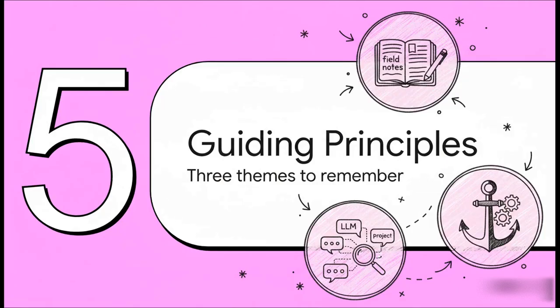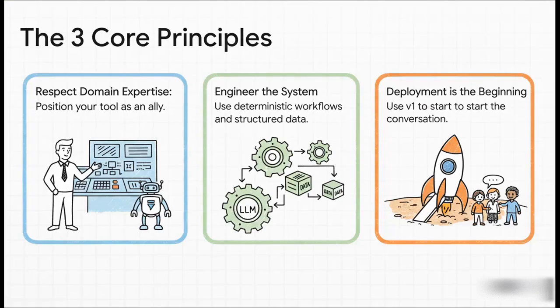So as we look back on all of these field notes, you start to see three really powerful principles emerge, and you can pretty much use these to guide any LLM project you work on. Here they are. First, respect the domain expertise, period. Always, always keep the human expert in the driver's seat. Second, remember to engineer the entire system. The LLM is just one piece of a much bigger machine. And finally, number three, treat deployment as the beginning of your journey, not the end. It's your first, best chance to have a real conversation with your users.